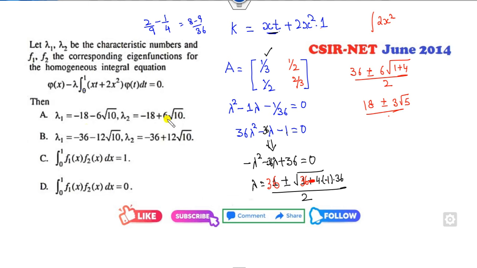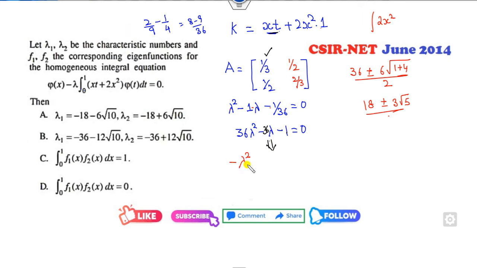18 plus minus 6 root 10. How is it possible? So again, you can check your calculation. 36, 36 lambda minus 1. So b square, let me write it again. So it will be b square minus 36 plus 36 is 0. Fine. So minus b plus minus root of b square minus 4ac, minus minus plus 4a into c, divided by 2.